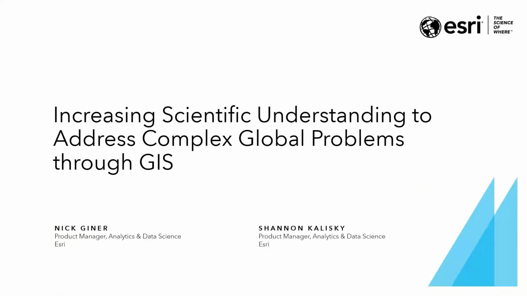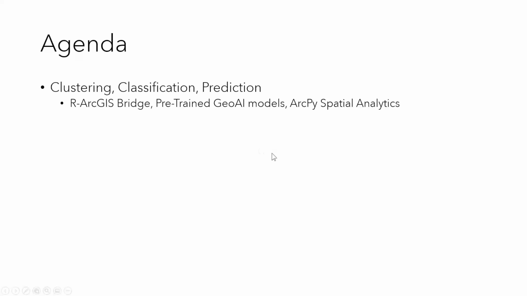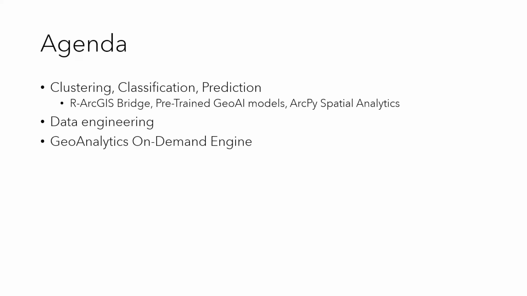So I do want to start us off by going through a brief agenda and covering some of the main problem areas where we can apply both traditional and spatially explicit methods to solve scientific problems. We're going to focus today, with a couple of examples, on clustering, classification, and prediction, with some specific examples across different technology areas. Then Shannon is going to introduce a new experience that we have in our software for data engineering. And then she's going to close out by introducing a product that we have coming early next year called GeoAnalytics On-Demand Engine, which focuses on working with and analyzing big spatial data.